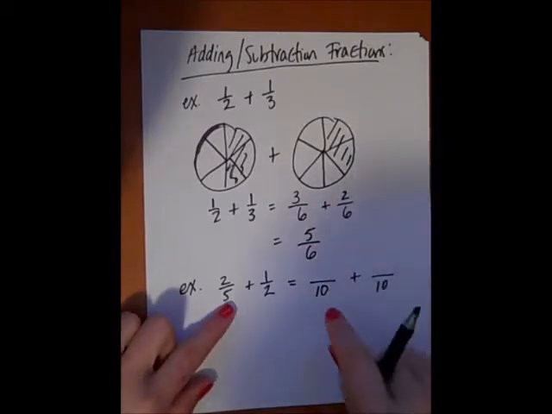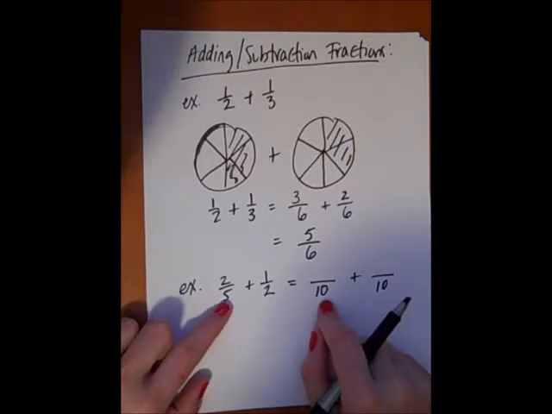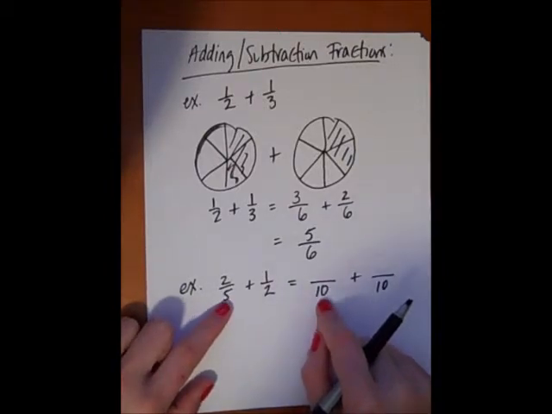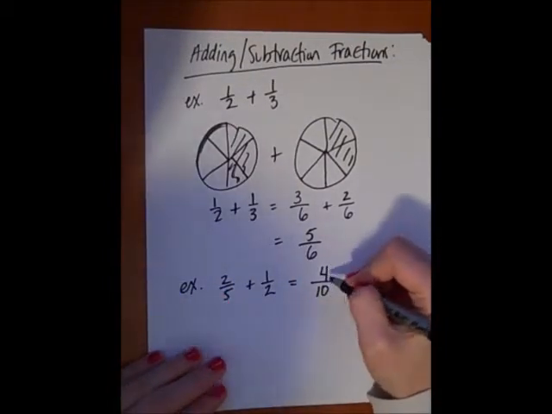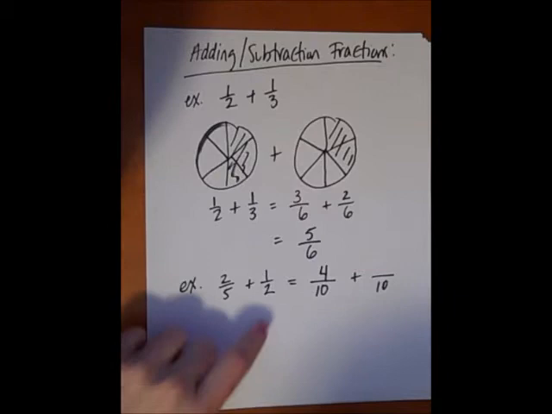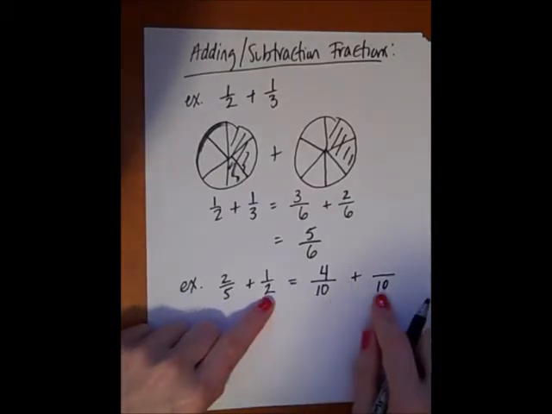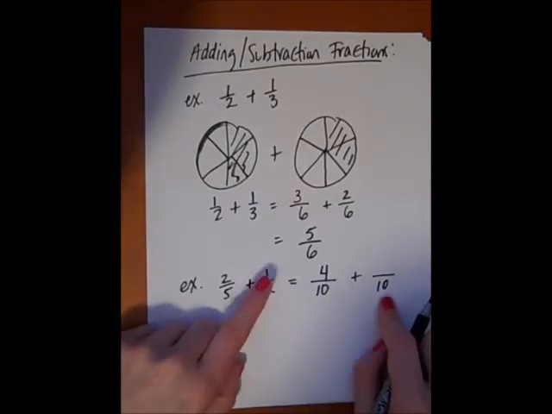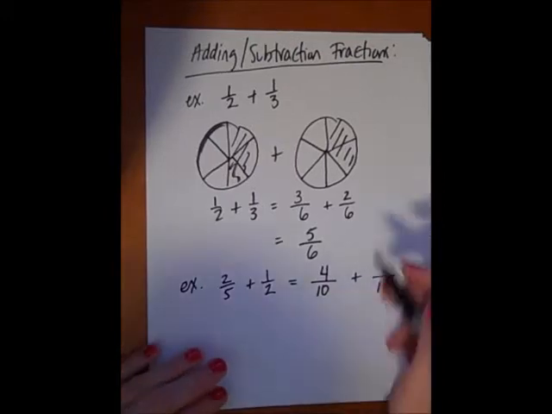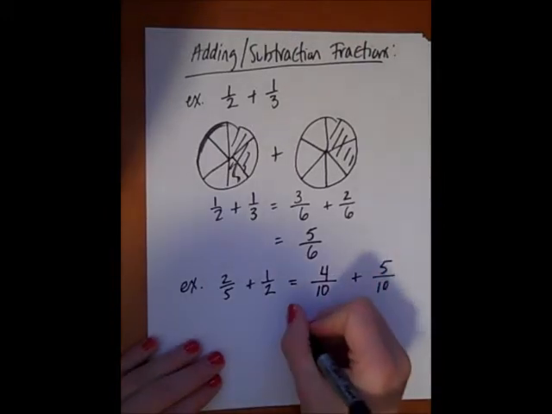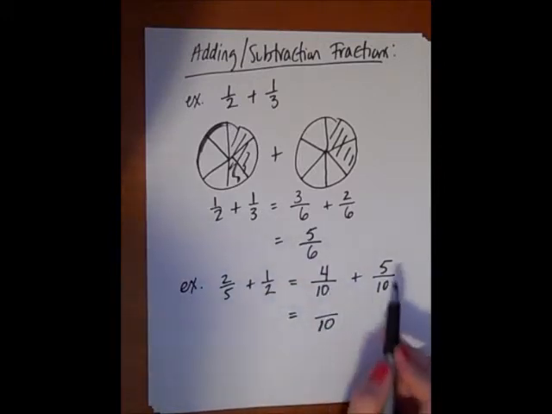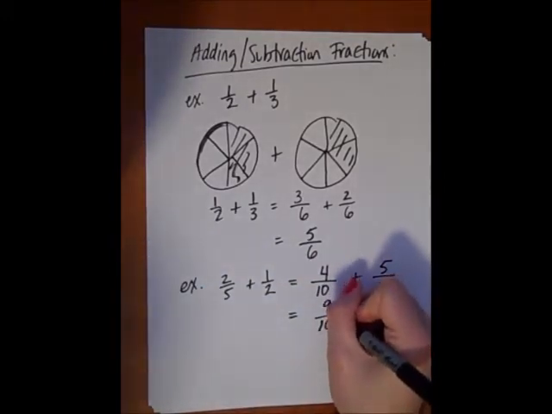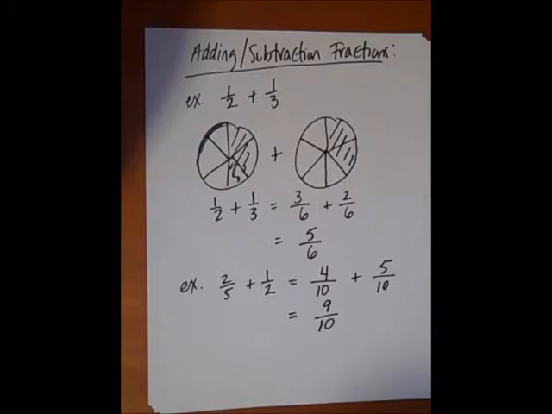So let's start with 2/5. 5 times what was 10? What did I multiply 5 by to get to 10? I multiplied it by 2. So multiply the top number by 2. 2 times 2 is 4. Next, what did I multiply 2 by to get this 10? Multiply it by 5, so multiply the top as well. 5 times 1 is 5. Now 4/10 plus 5/10 is going to give me 9/10.